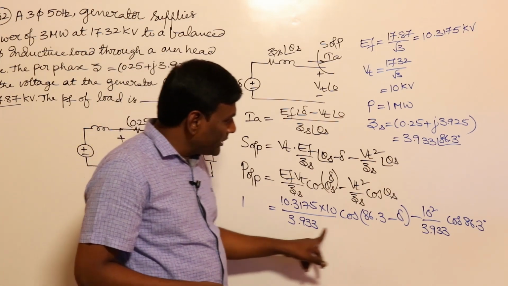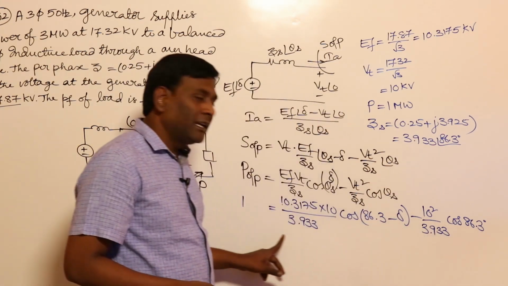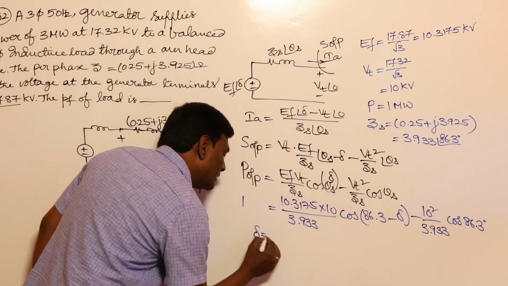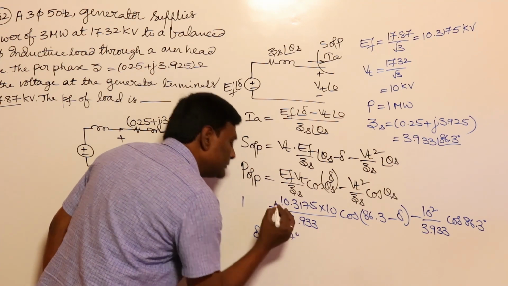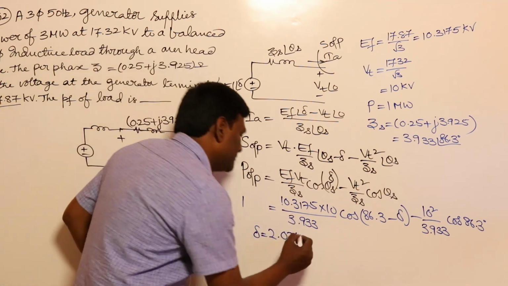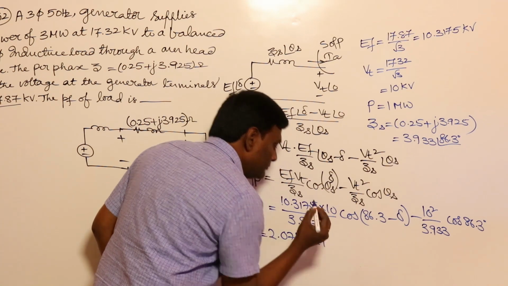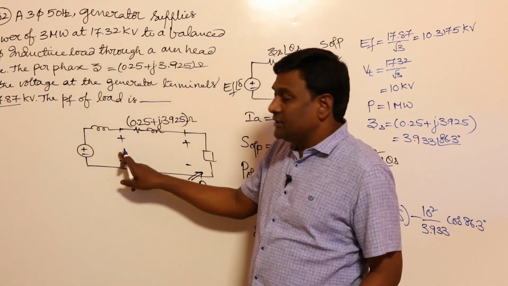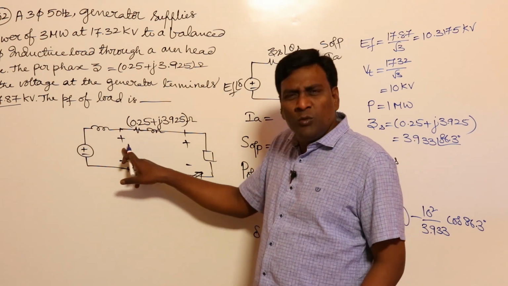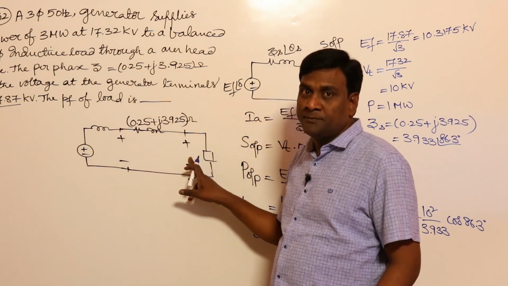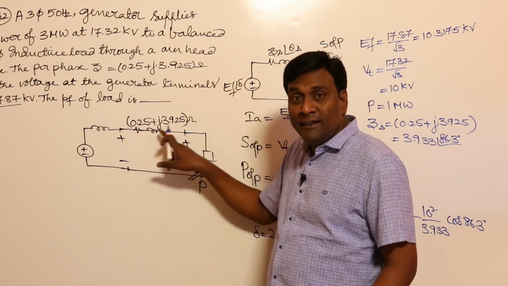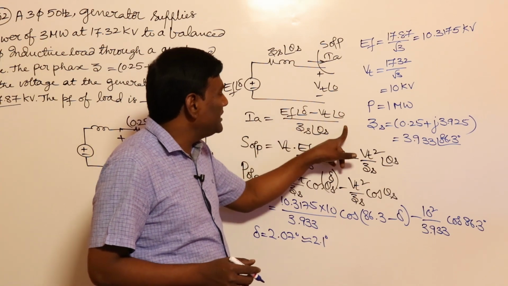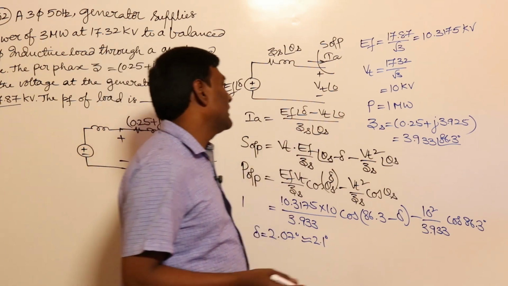Now from here, can we calculate delta or not? Everything is known except delta. Now calculate the delta. Delta will come down to 2.07 degrees or 2.1 degrees. Now you know delta. See here, you know EF at an angle delta, or V1 at an angle delta. You know V2 here. So can you calculate IA here? Yes. So how much is IA? EF at an angle delta minus Vt at an angle 0 divided by Zs at an angle theta s.